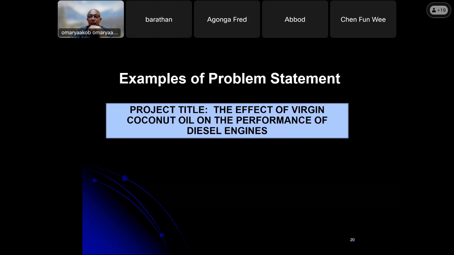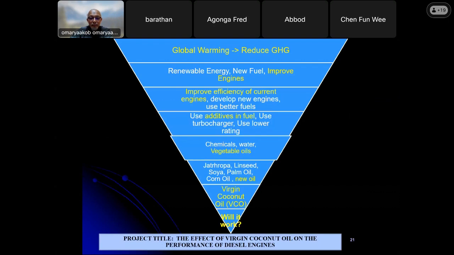Here is another problem statement, based on a hypothetical again. The effect of virgin coconut oil on performance of a diesel engine. So again, same big mundane problem, but it goes this way. Instead of doing renewable energy, he looks at improving engines. How to improve an engine? Improve the efficiency of current engines. So what research is being done to improve engines? Improve efficiency, develop new engines, use better fuels.